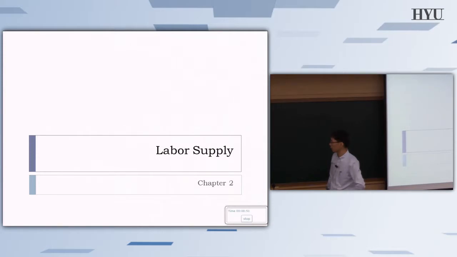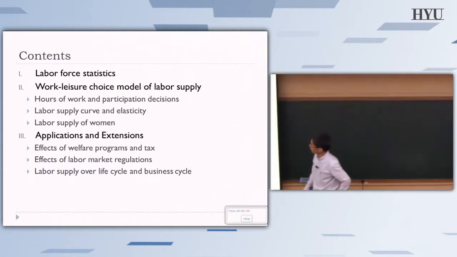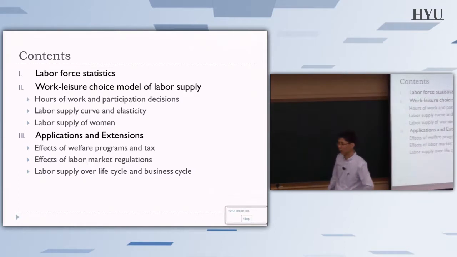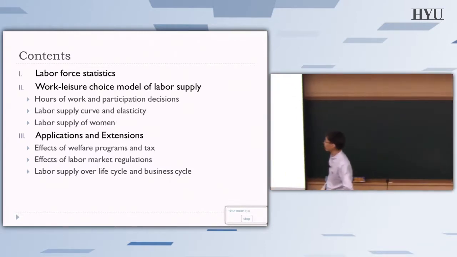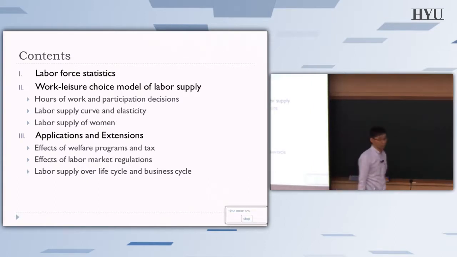Okay, our lecture has 3 big titles. One is the labor force statistics. I will talk about what kind of statistics exist, and I will show you lots of statistics about the Korean labor market, the Korean labor force. So we will spend some time on the statistics and data, and then we will move on to the theory part. And the theory that we are going to learn is the work-leisure choice model.